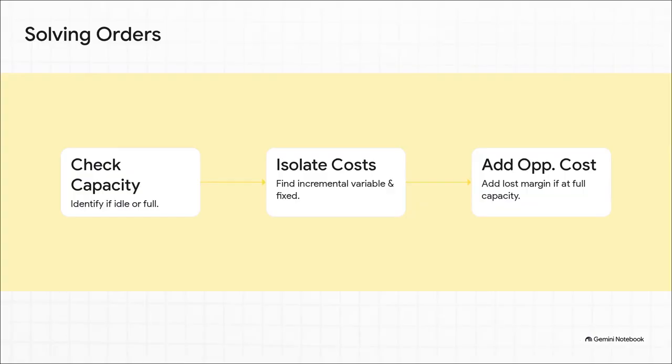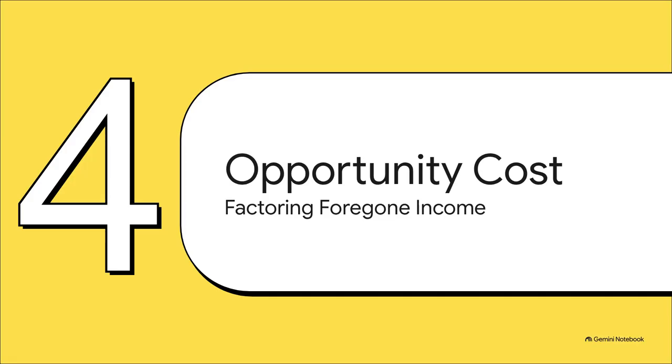If you memorize this simple 3-step mental model, you'll systematically destroy any special order problem without getting bogged down by useless data. Step 1. Always check capacity first. Are they idle or maxed out? Step 2. Isolate the purely incremental variable and specific fixed costs. Step 3. Only add in an opportunity cost if Step 1 told you they are at full capacity. That's it.